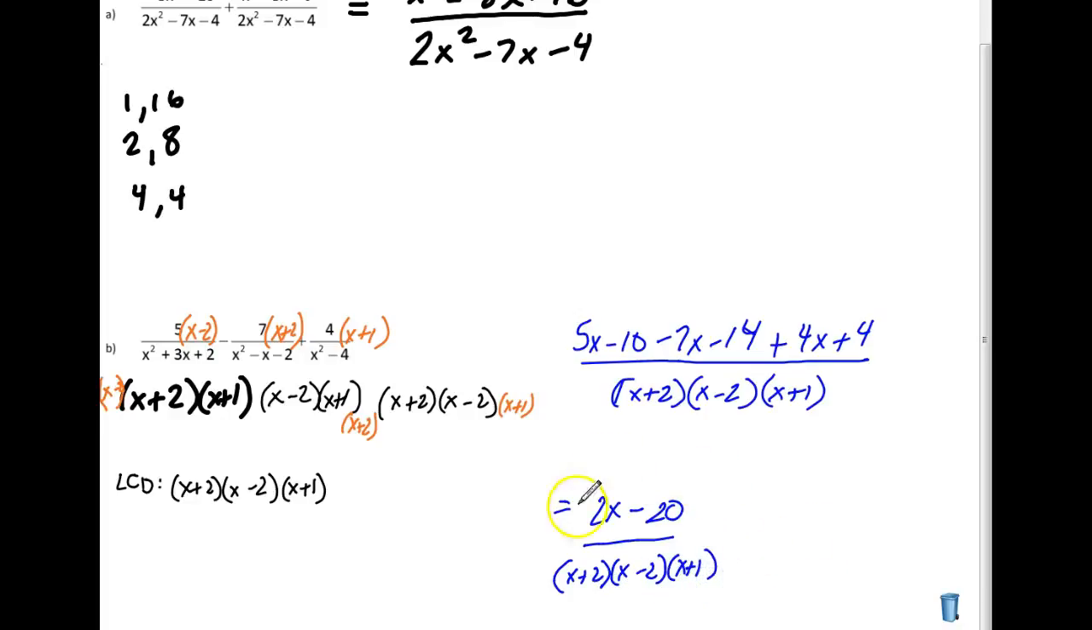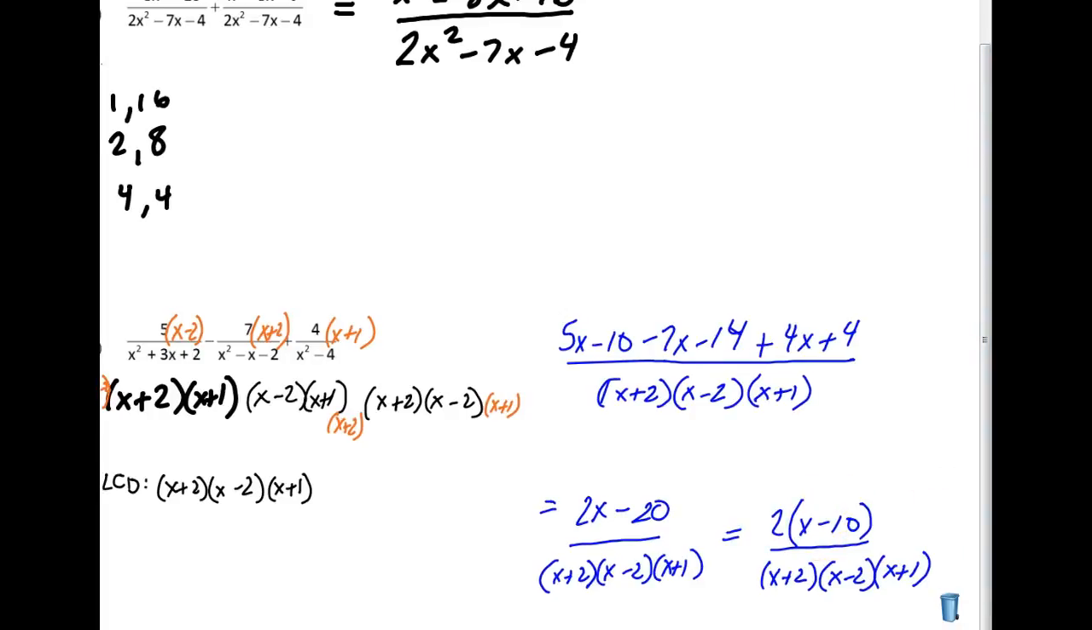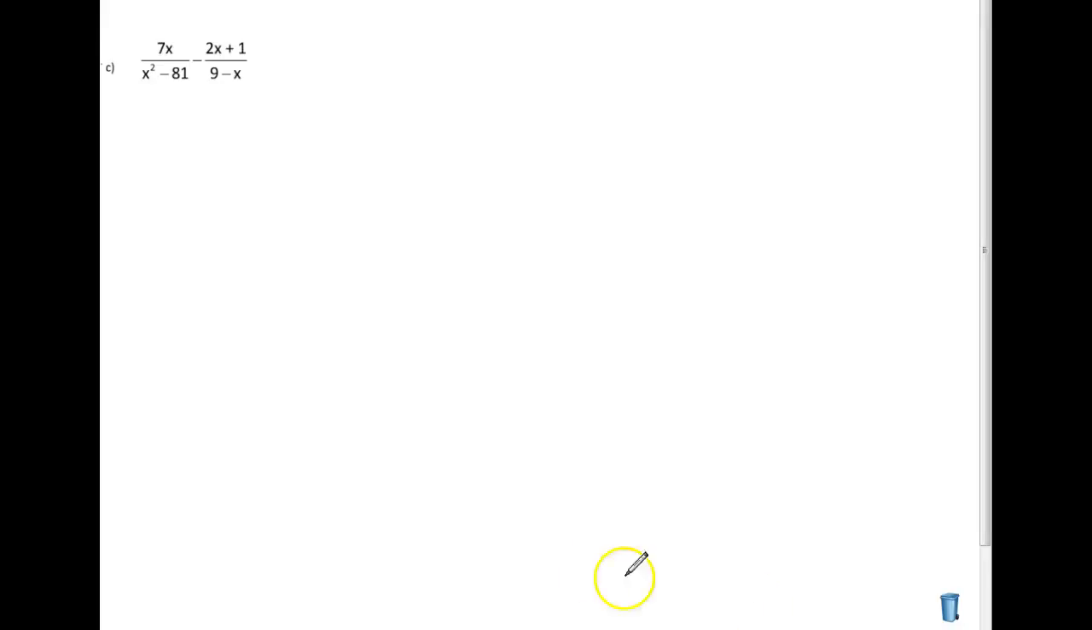Okay. Now I can factor this numerator because it has a common factor of 2. But what you'll see is that doesn't allow me to cancel anything out. But if you write it this way, that's fine. If you leave it as the 2x minus 20, that's fine also. Either one of these I would be fine with. Okay? Let's take a look at one more.